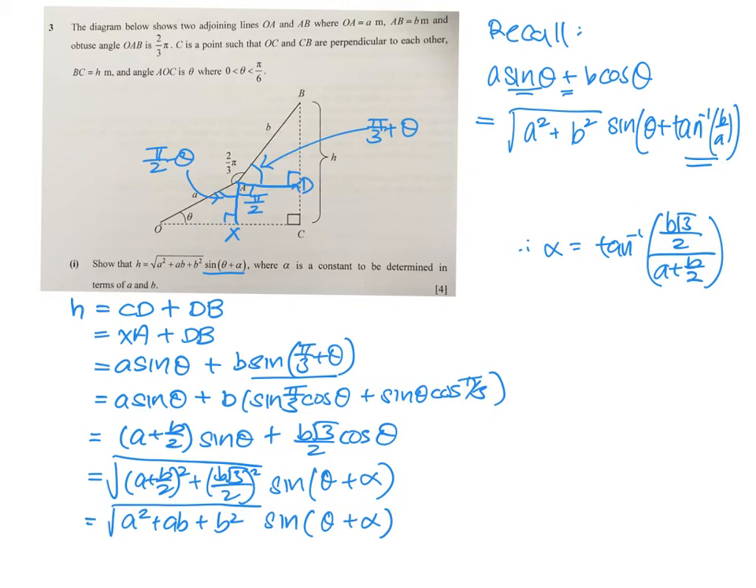Now, you cannot leave this form because it's not simplified yet. So, you must learn to manipulate to simplify your algebra. So, that will get us to square root 3b over 2a plus b. So, therefore, we have shown the expression where alpha is actually tangent inverse square root 3b over 2a plus b.